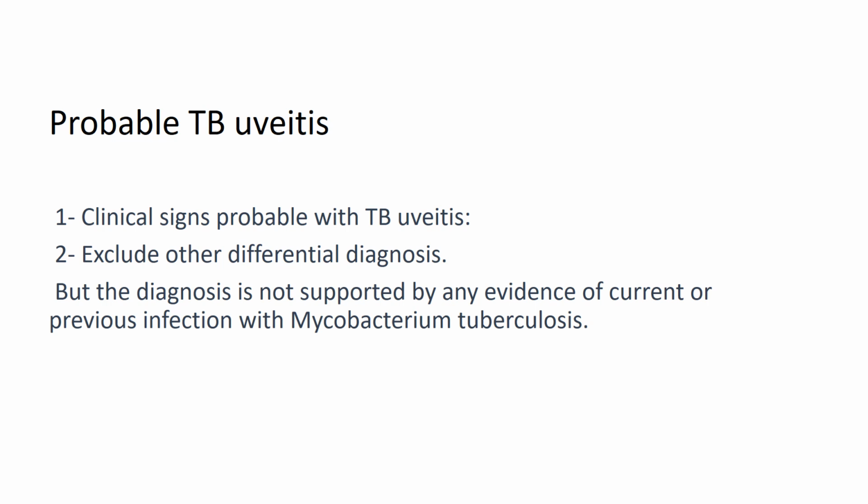Cases with a probable TB uveitis have clinical signs probable with TB after exclusion of other differential diagnoses, but the diagnosis is not supported by any evidence of current or previous infection with Mycobacterium tuberculosis. Most cases of probable TB uveitis can be treated with systemic steroids and immunomodulating therapy in indicated cases without anti-TB drugs, while treatment of presumed TB uveitis requires anti-TB drugs and systemic steroids in indicated cases.